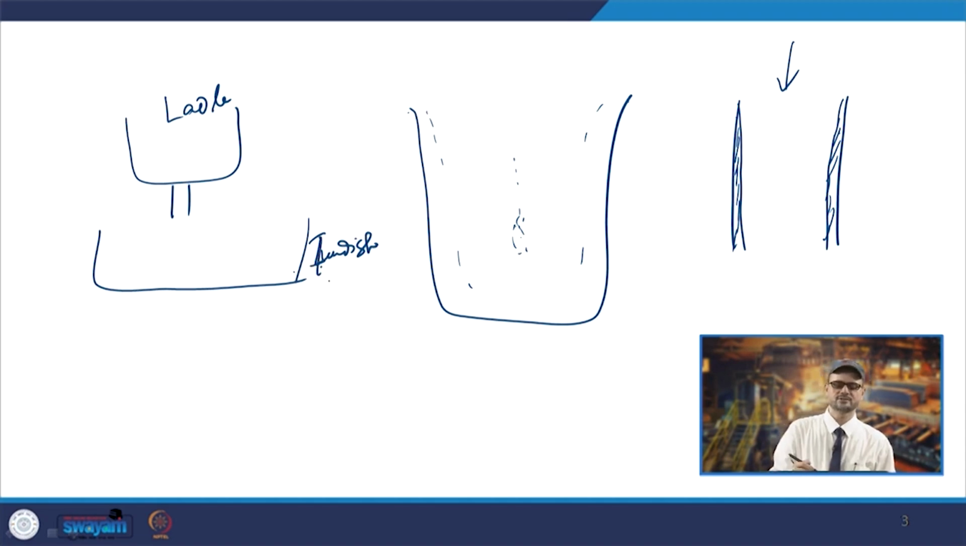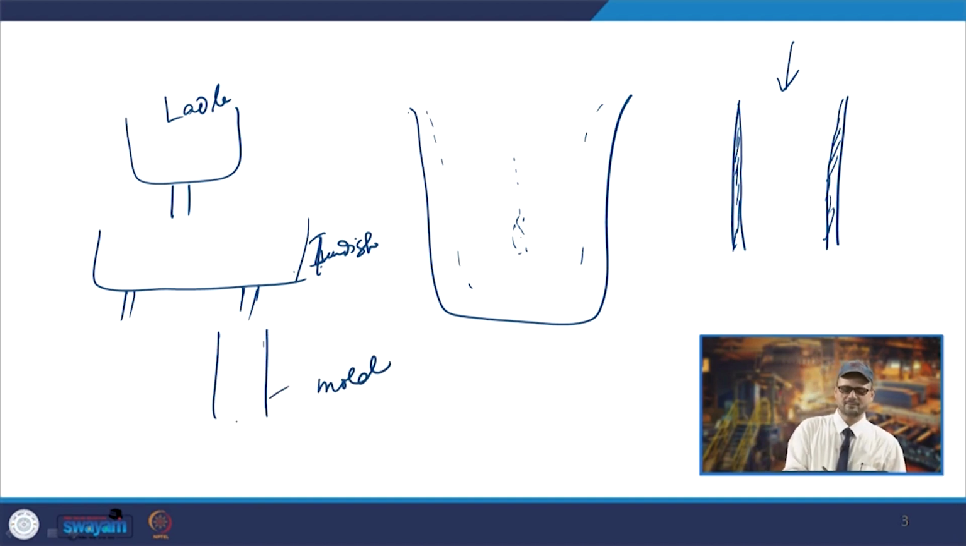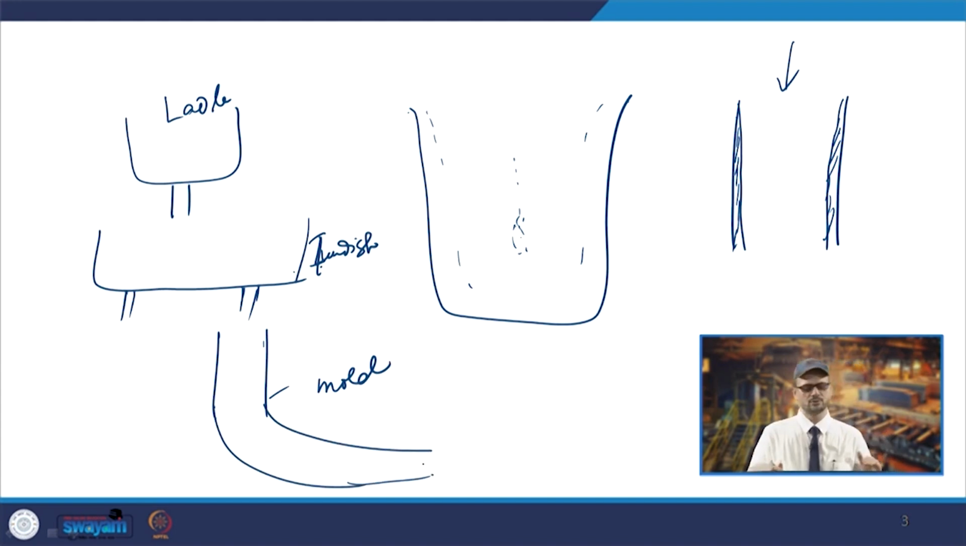This is the tundish, and the tundish again has different outlets. From these outlets the metal goes into the mold. This is coming completely liquid, and here it starts getting solidified. At one point of time it will get solidified here. So, basically this length is also known as the metallurgical length.